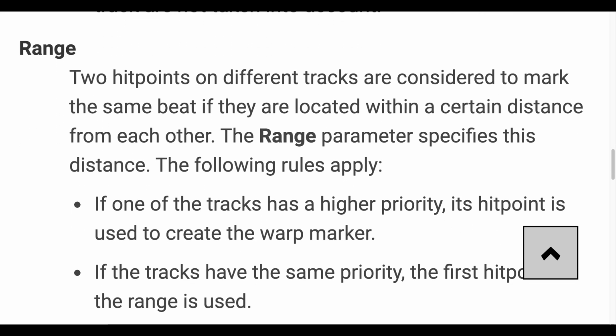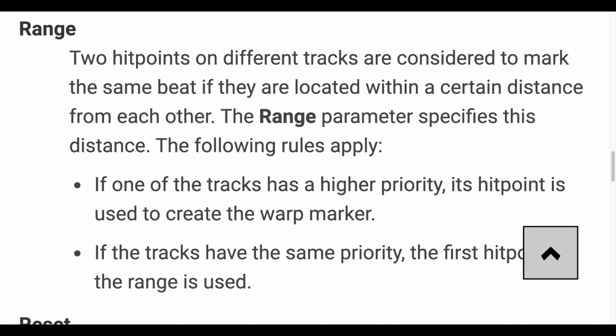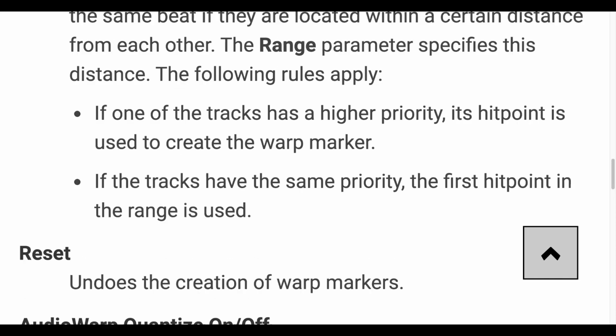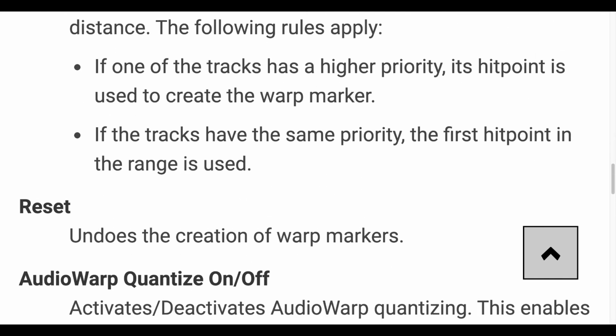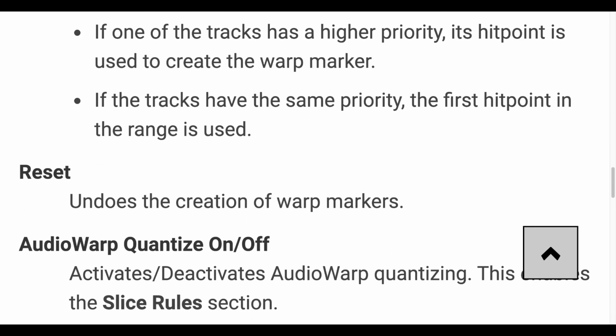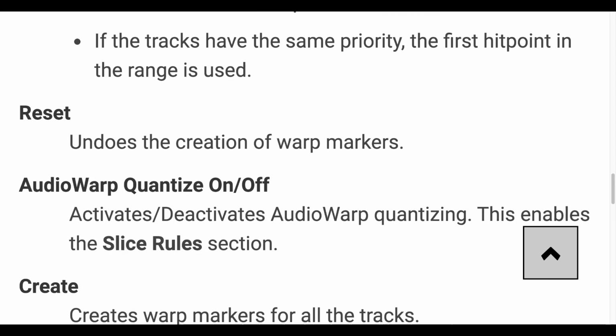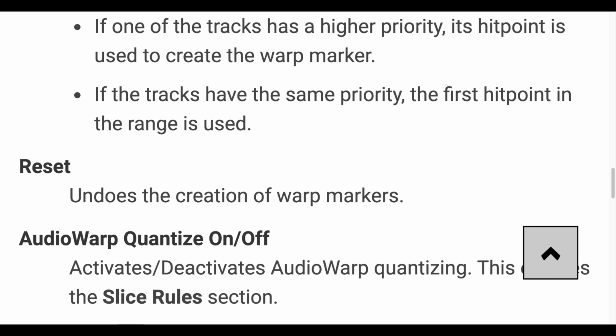Range. Two hit points on different tracks are considered to mark the same beat if they are located within a certain distance from each other. The range parameter specifies this distance. The following rules apply. If one of the tracks has a higher priority, its hit point is used to create the warp marker. If the tracks have the same priority, the first hit point in the range is used.